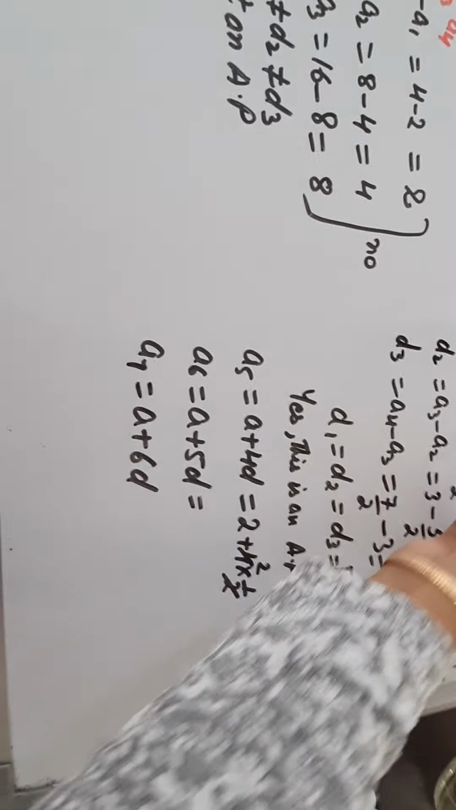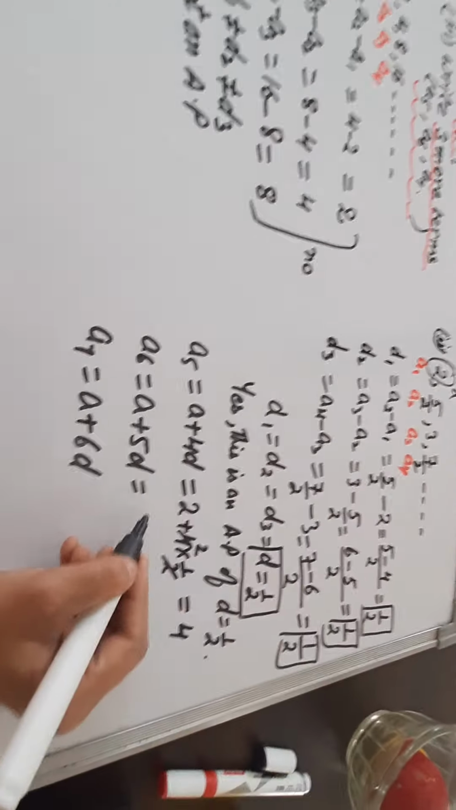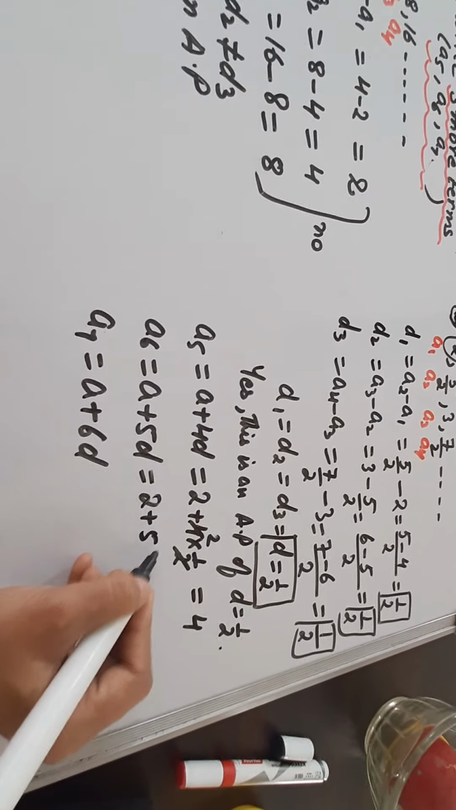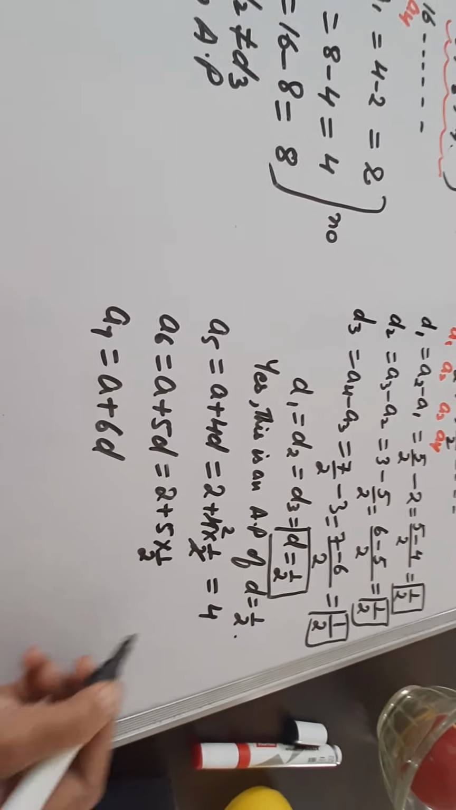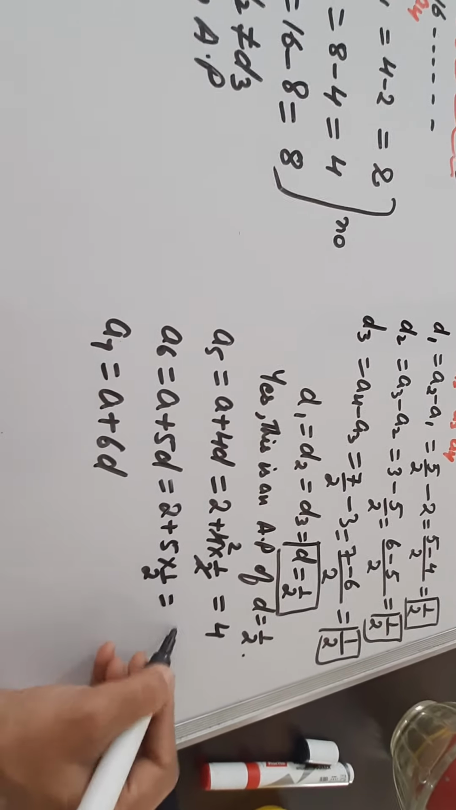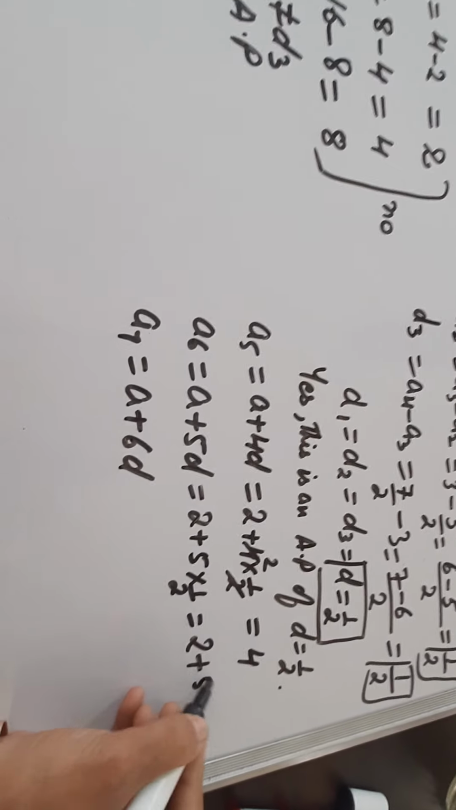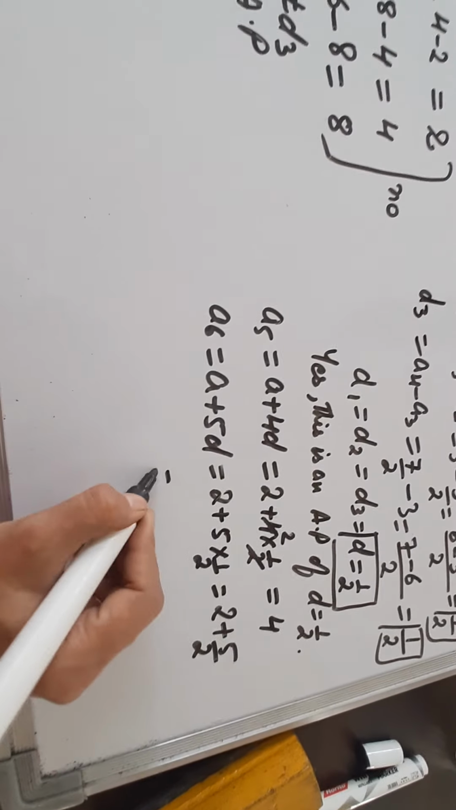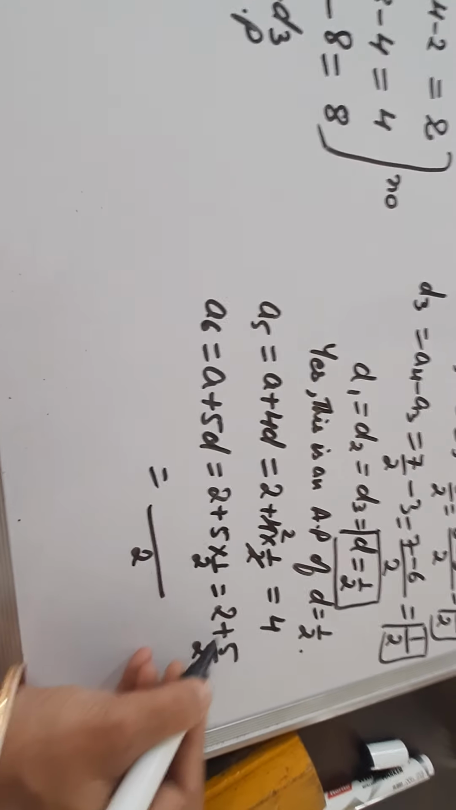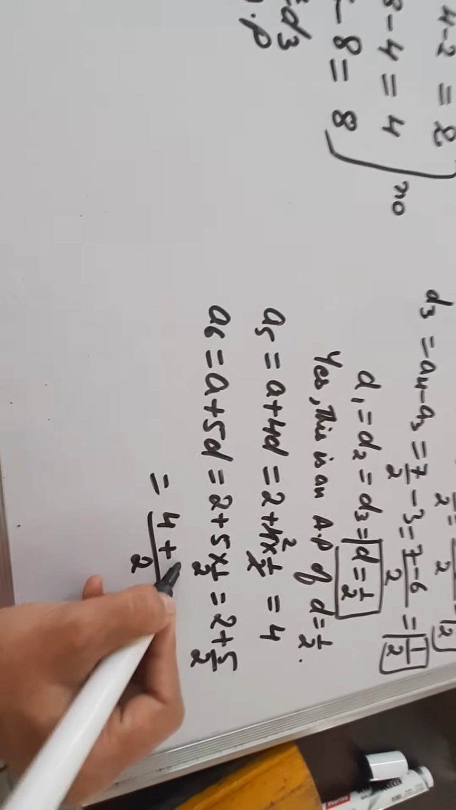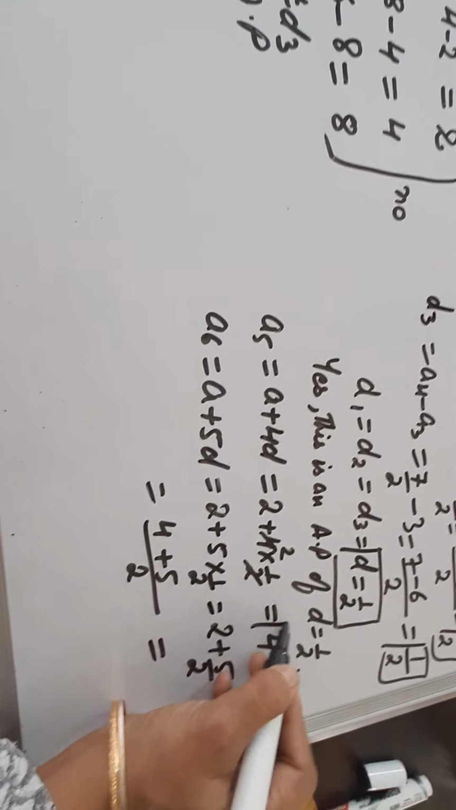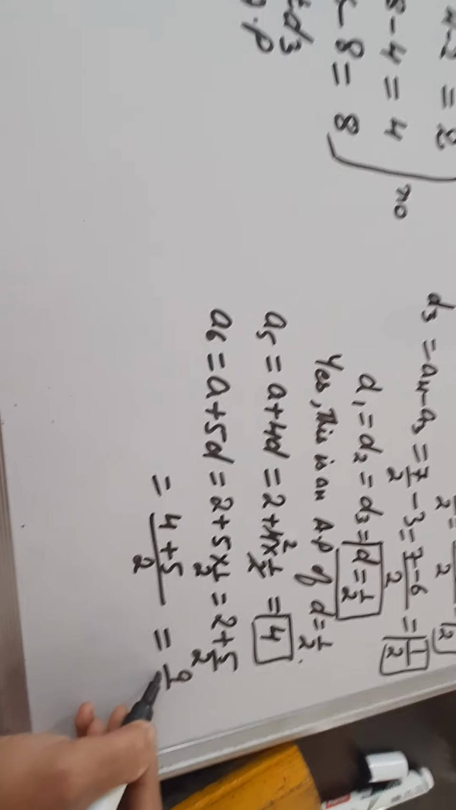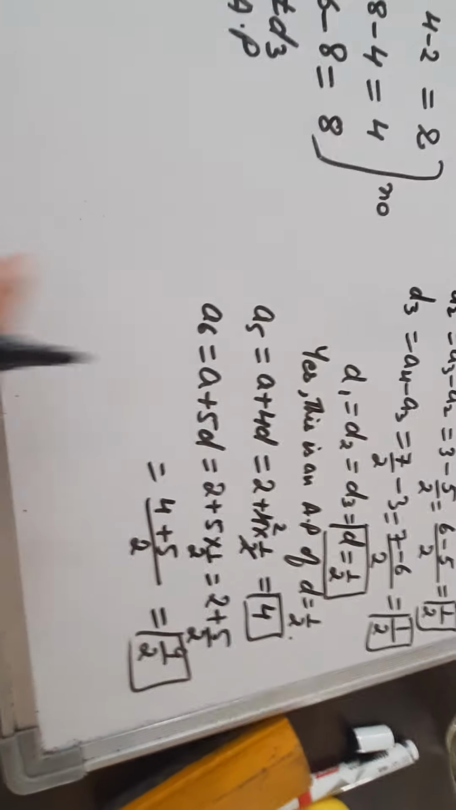Similarly, what is A? It is the first term. 2 plus 5 multiplied by 1 by 2. This will be solved further. 2 plus 5 ones are 5 by 2. Now take the LCM. 2 twos are 4 plus 5, that is 9 by 2. This is the sixth term.